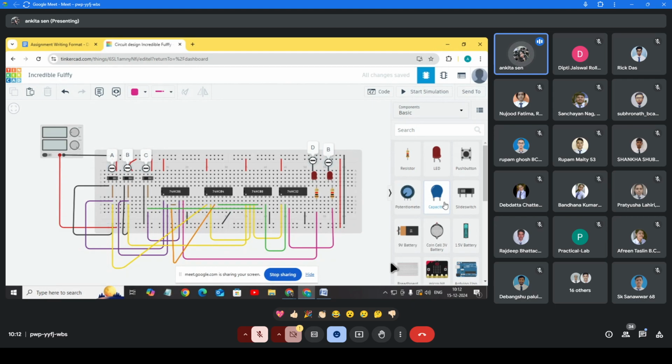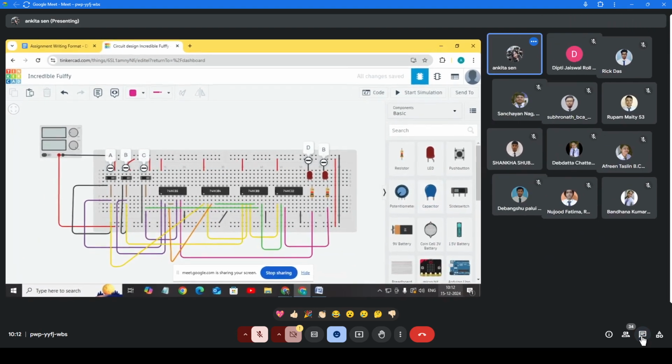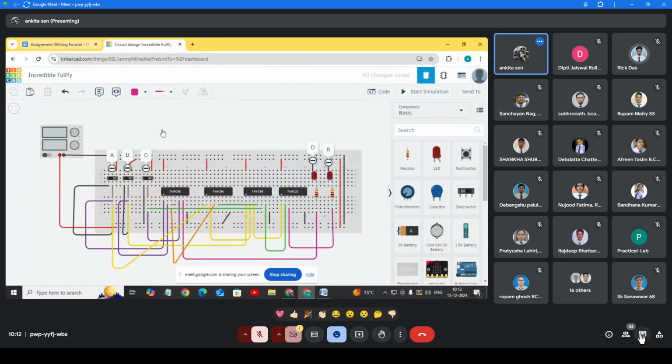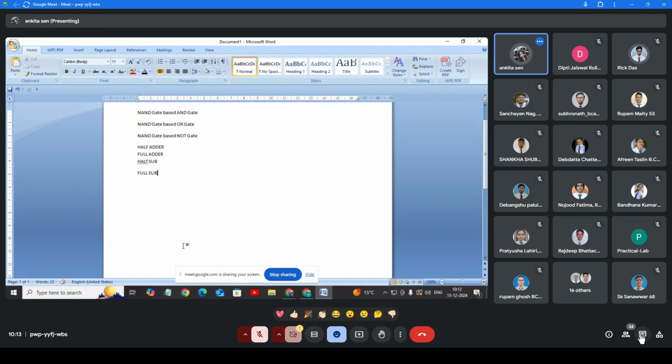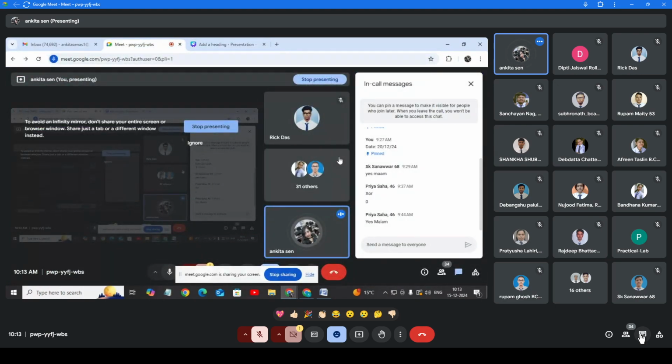So clear to everybody? Yes, ma'am. Okay. So according to this list, we have done all this. So if you don't have any query or doubt, then you can give the attendance and you can leave the class.